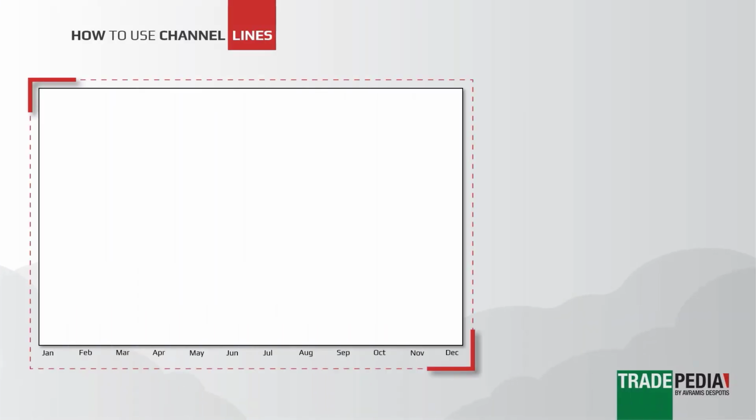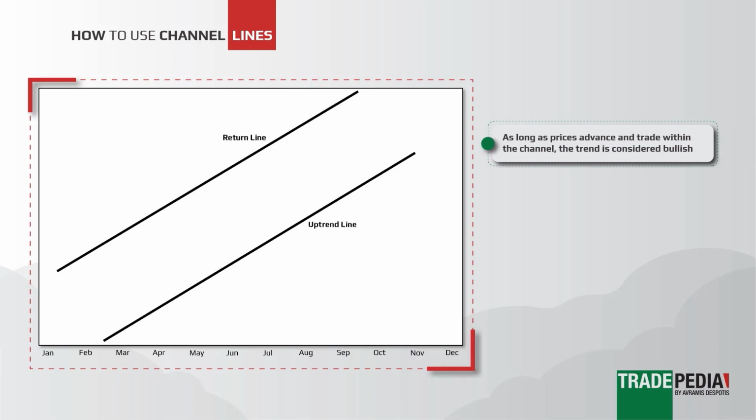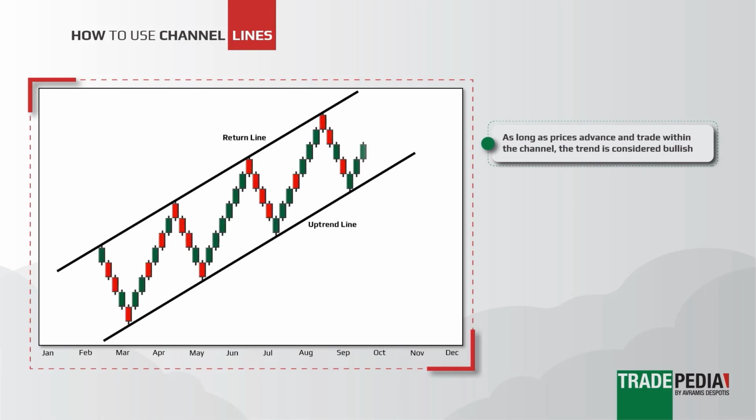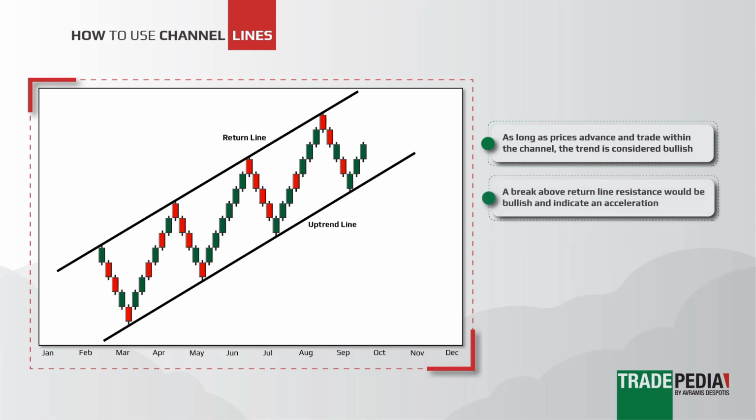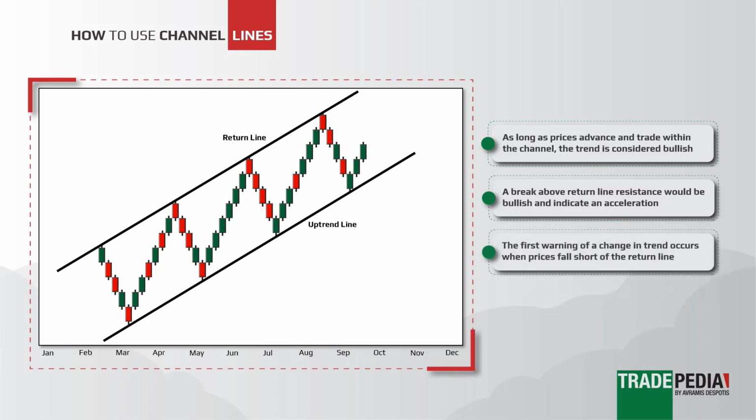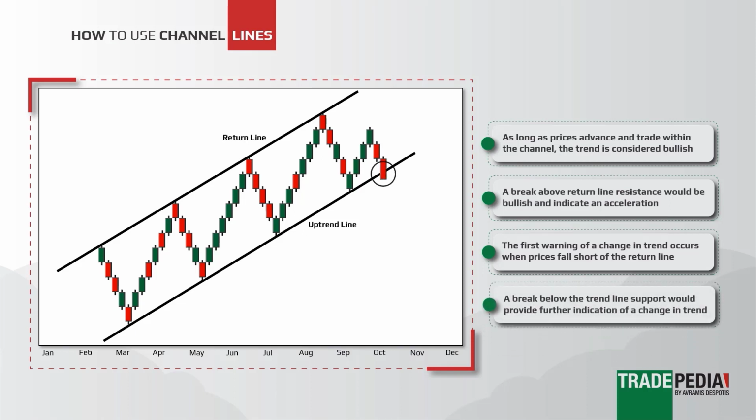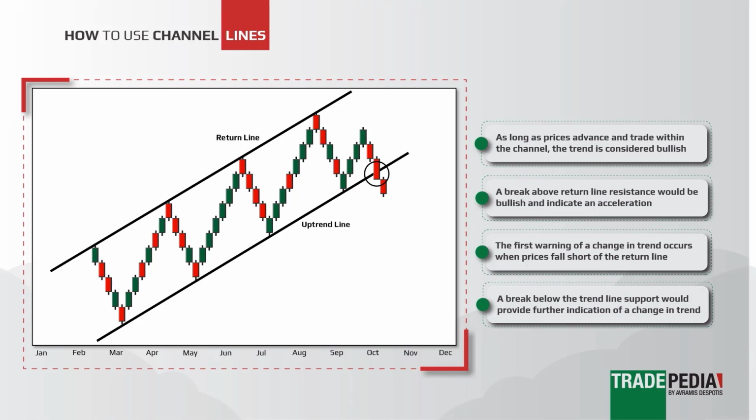In the case of a bullish price channel, as long as prices advance and trade within the channel, the trend is considered bullish. A break above the return line would be bullish and indicate an acceleration of the advance. The first warning of a change in trend occurs when prices fail to reach the return line. A break below the uptrend line would provide further indication of weakness in the uptrend.